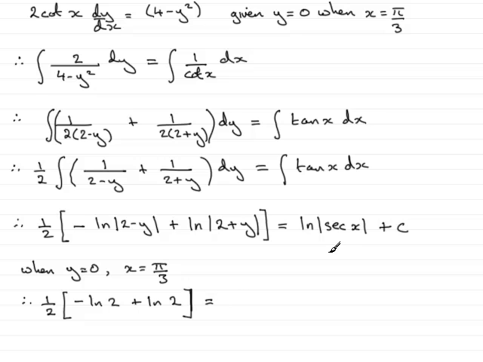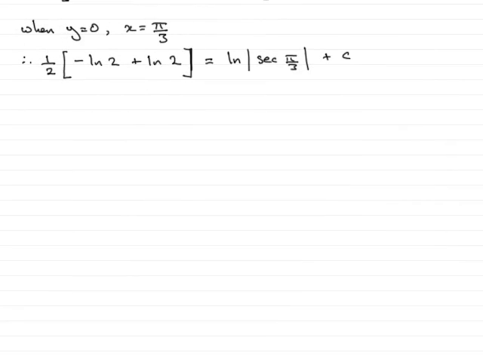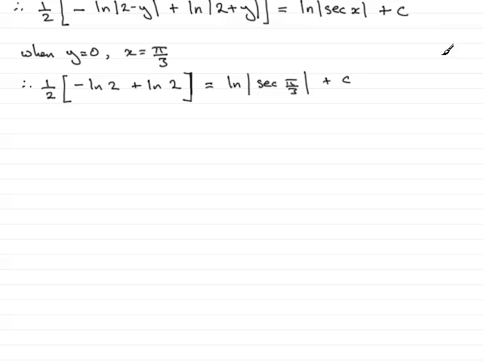And then when I put pi upon 3 in for x here, we have the natural log of the mod of sec of pi upon 3 plus the constant c. So I'll just move this up. Okay, let's just leave that up here on display. So what have we got here?